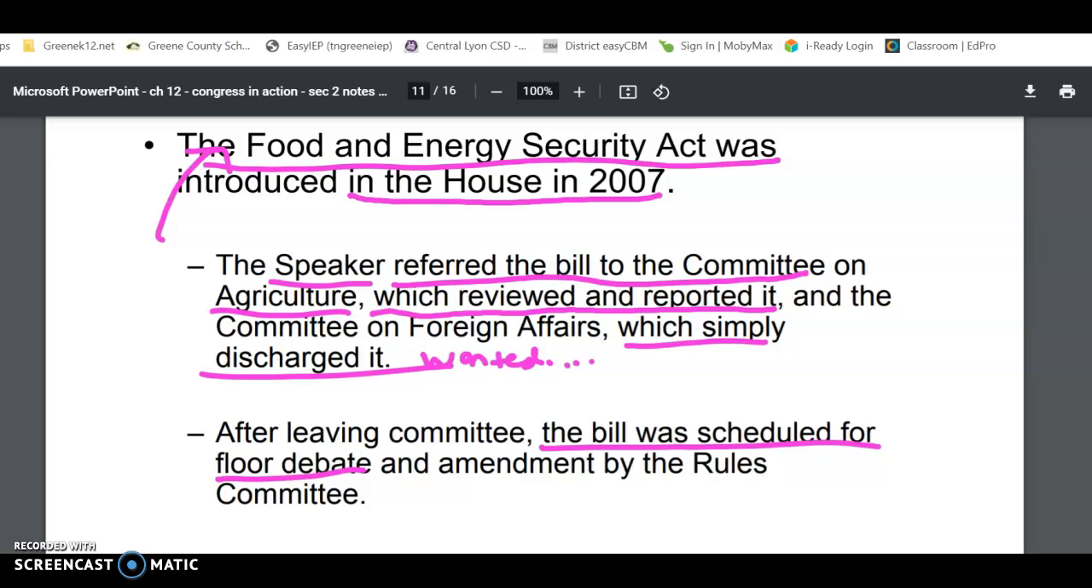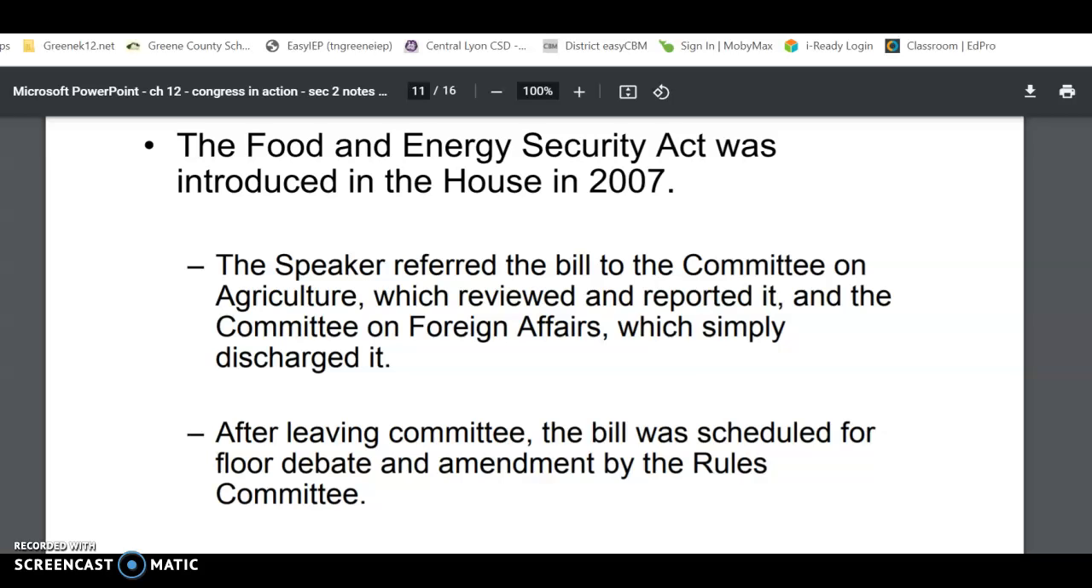And to try to come to an agreement to get it passed, they may make an amendment, which, remember, means changes. It could be one change or multiple changes. And that happens by the Rules Committee, which was what we just talked about in the last slide.